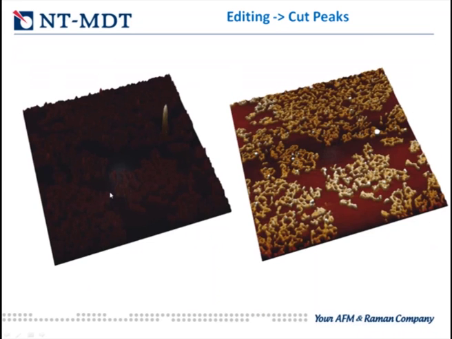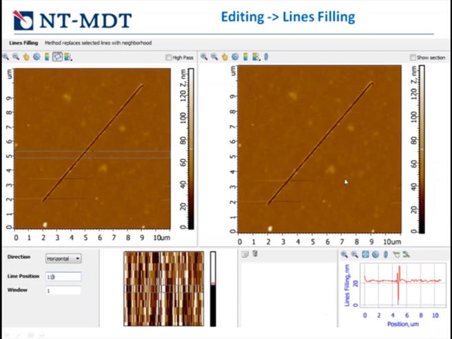And cutting these pixels, we just cut this data from the image. If you look in 3D, from the left side you see this big spike which took most of our color palette. But after applying the cut peaks method, we cut all these big bright points, and finally can see the object of our interest.